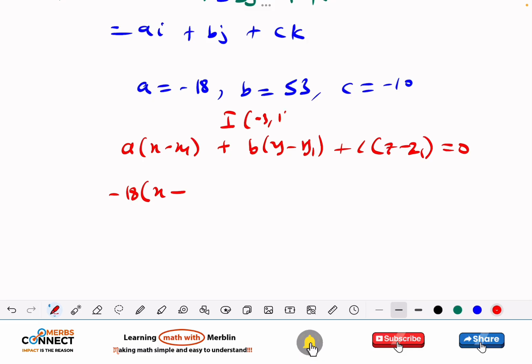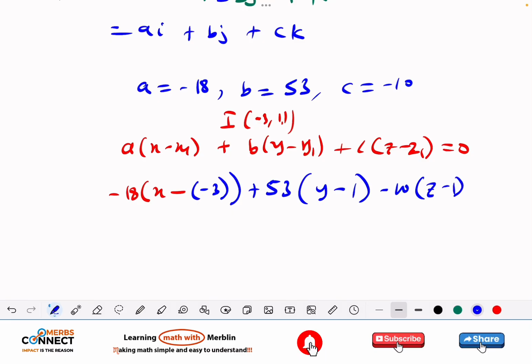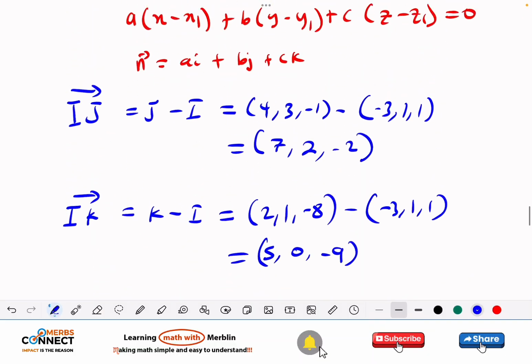Minus 3, 1, 1. When you finish, if you are trying, you can pick any formula too. You can pick any of them and see if you are going to get the same result. So this is going to be minus 3 because S1 is minus 3, plus B is 53, y minus 1, and then minus 10, z minus 1. So let's go and see the results.